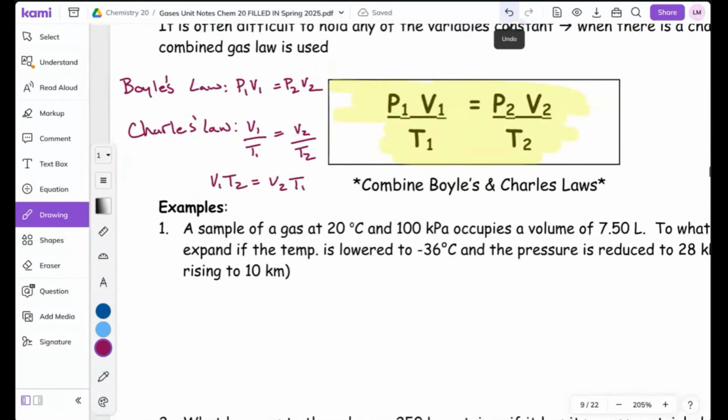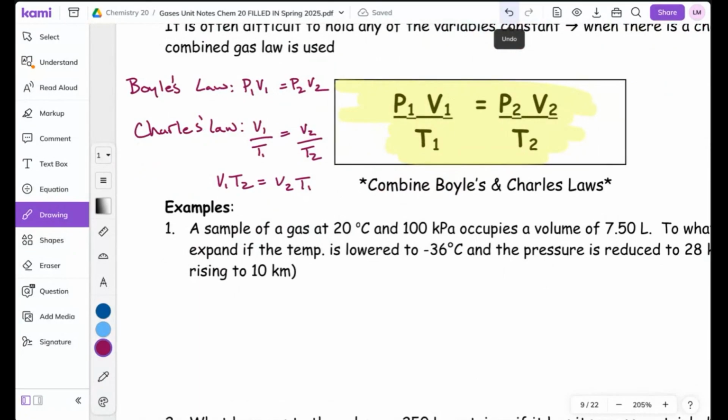One way to help you distinguish Boyle's law from Charles's law is I like to remind myself with a mnemonic device: Charles likes to watch TV. So T being temperature, V being volume.